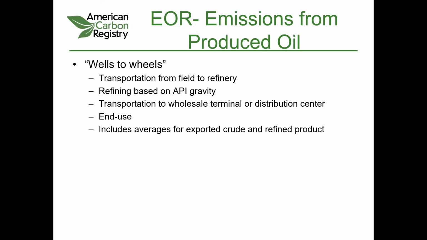So the emissions from produced oil that will be included are somewhat of a wells-to-wheels accounting. That's going to include transportation to the refinery and then the actual refining itself. And that can be either calculated based on an average of whatever the API gravity is of the oil that's produced, or if the operator has specific knowledge of the emissions associated with refining, we can use that for both the refining and the transportation. Then any transportation to distribution or wholesale terminals, and then the end use.